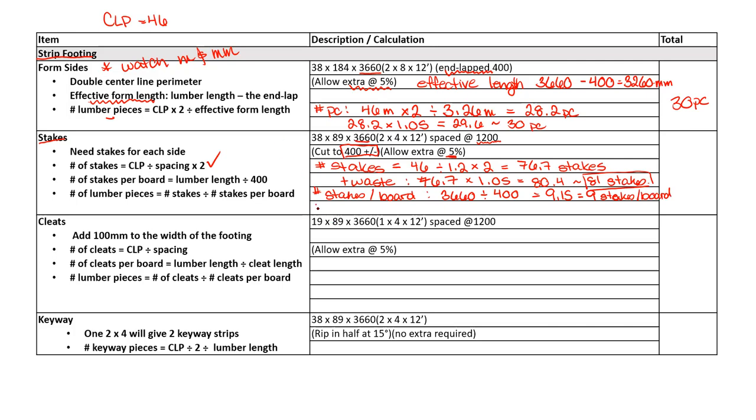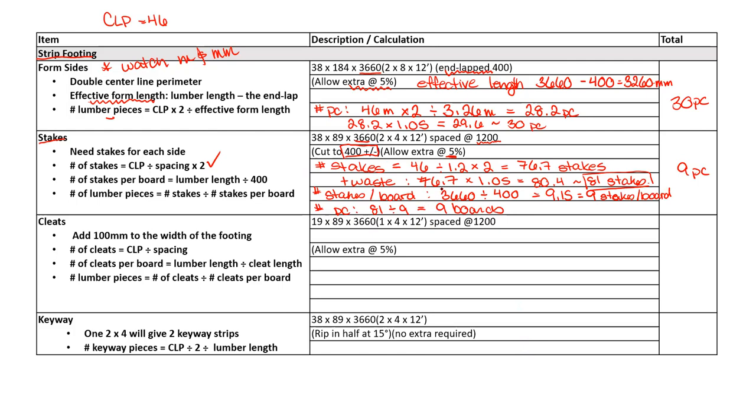Now we find out how many boards. So the number of pieces. Well, I need 81 stakes. I can get 9 out of each board. So 81 divided by 9 leaves me with 9 boards. So I need 9 pieces of lumber that size. Not complicated, just a lot of little steps. You'll see why I didn't include this with the last section.